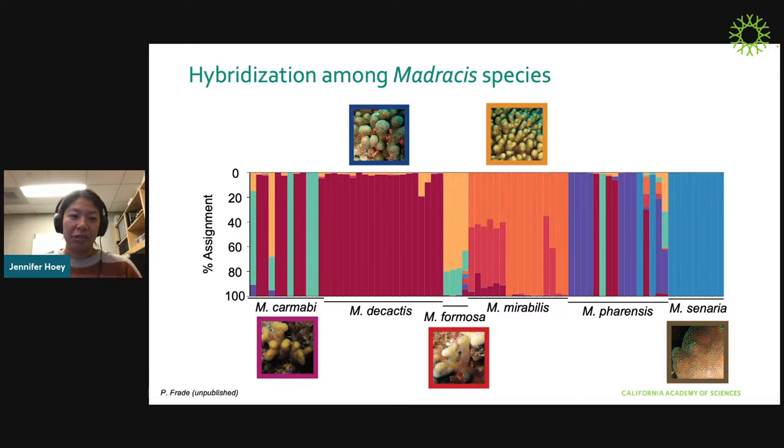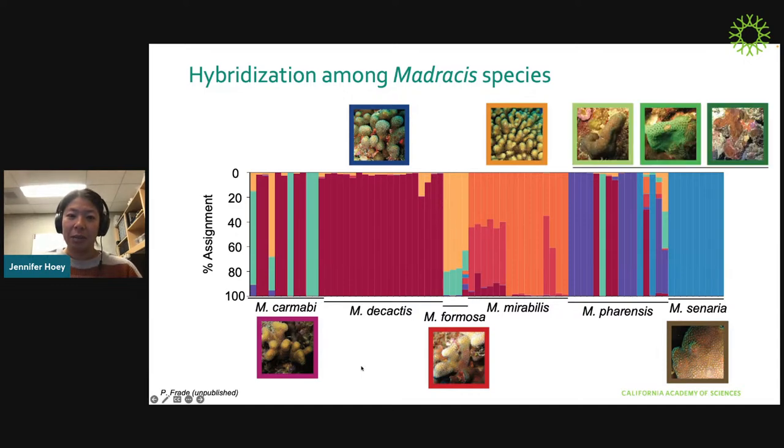And then if we look at Madracis carmabi, we notice several things going on. First, there are carmabi looking individuals that are pretty unique. They're entirely green from the rest of the Madracis. We also have ones that look like carmabi, but genetically they look more like Madracis dicactus. So they're probably misidentified just based on what they look like visually. And then we have these two individuals here, which are some combination of purple, green, and yellow. And so there might be something interesting going on with those individuals.